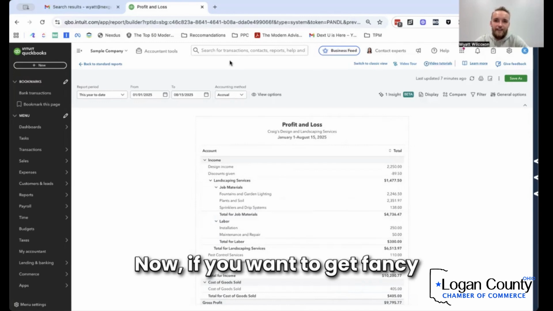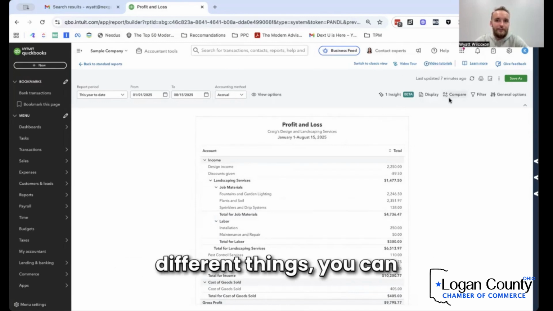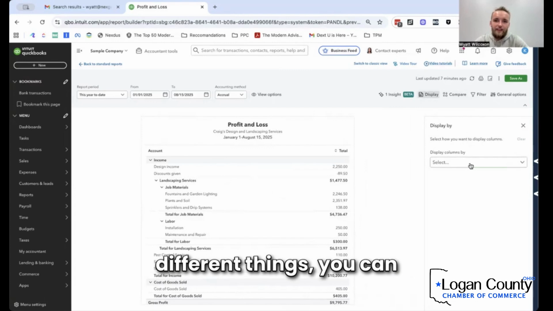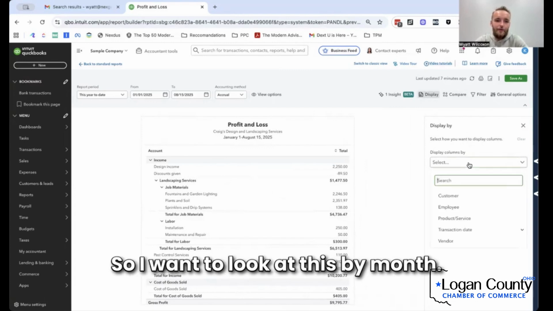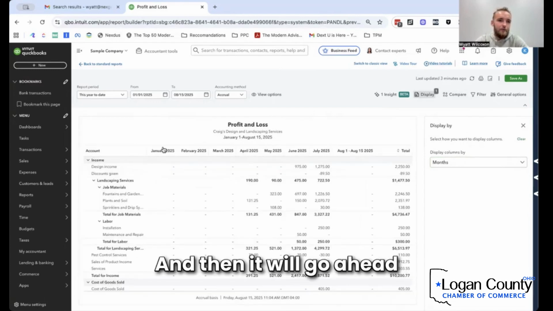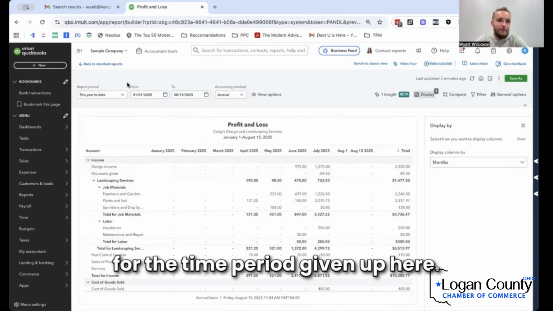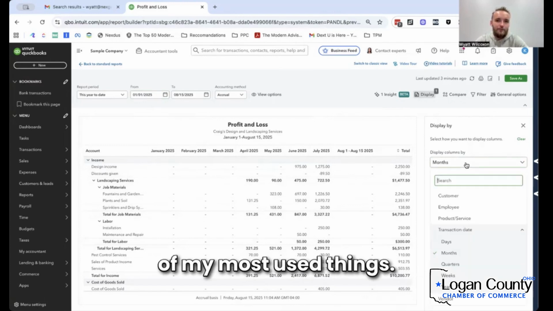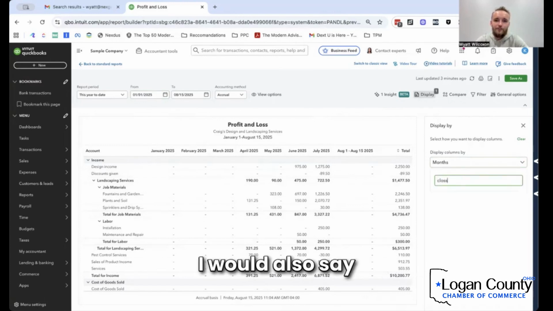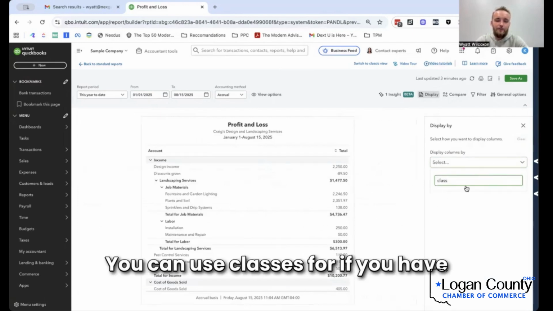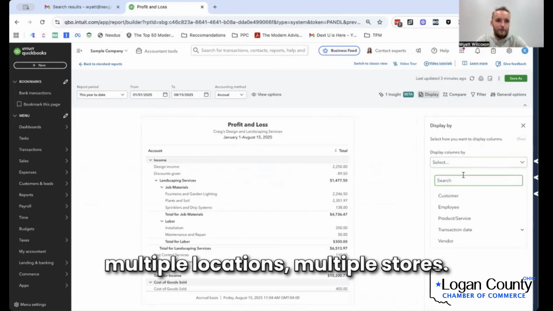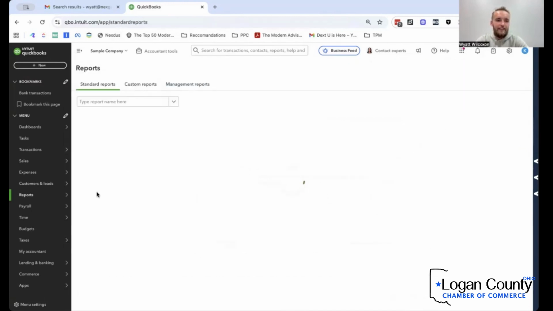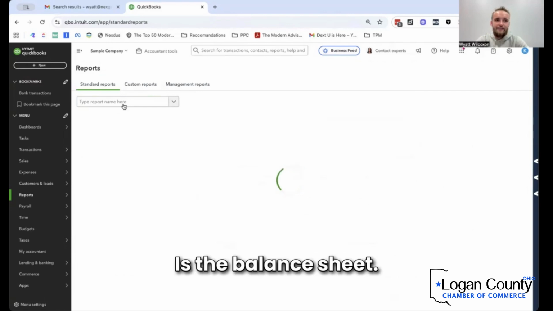Now, if you want to get fancy and you need to look at a couple different things, you can adjust how you're displaying. So I want to look at this by month, and then it will go ahead and break it out by month for the time period given up here. That is probably one of my most used things. I would also say profit and loss by class is a good one. You can use classes for if you have multiple locations, multiple stores. Then the next report we're going to look at is the balance sheet.